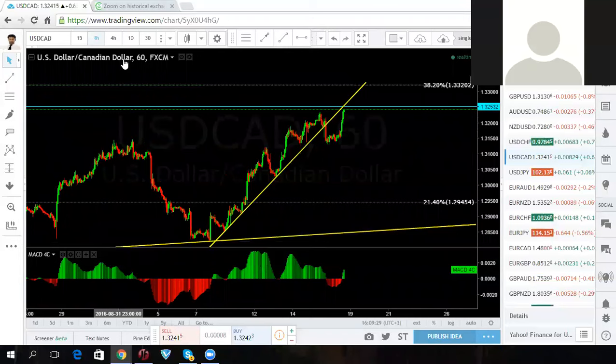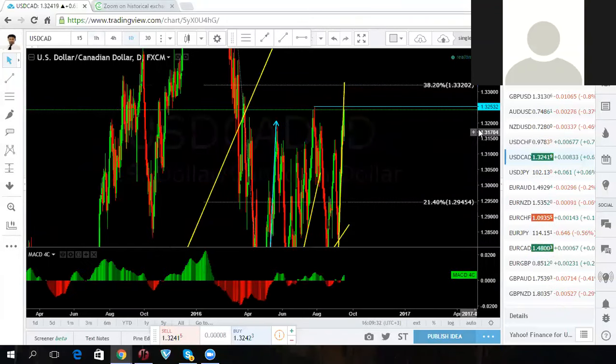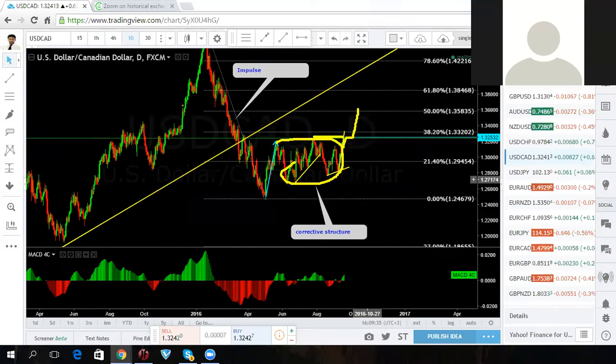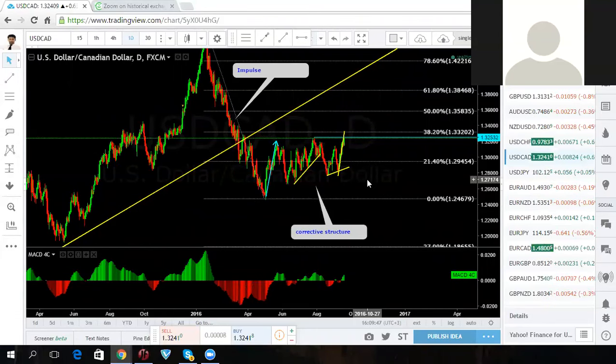The reason it's going to still go up is because the structure has not ended. This structure is not ended. We are in a corrective structure here. And we would want to break the top, and there's a chance it could go to that 50 before it comes down. So it is not ended. You can't pick the top.